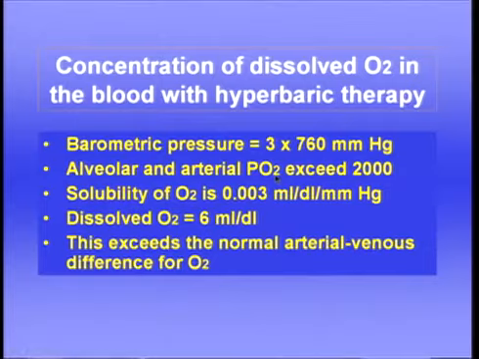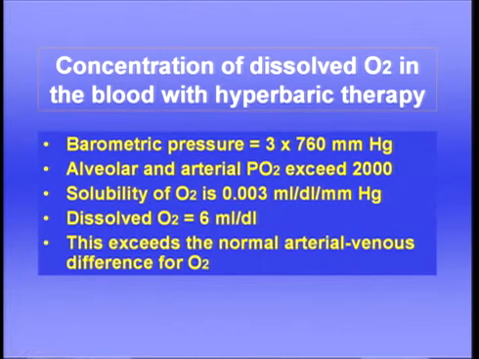Suppose we put somebody in a hyperbaric chamber and we expose them to 3 atmospheres. Okay, we increase the pressure by 2 atmospheres, so they're at 3 atmospheres, and therefore the barometric pressure is 3 times 760 millimeters of mercury. Well, under those conditions, the alveolar PO2 and perhaps the arterial PO2 can exceed 2,000 millimeters of mercury.